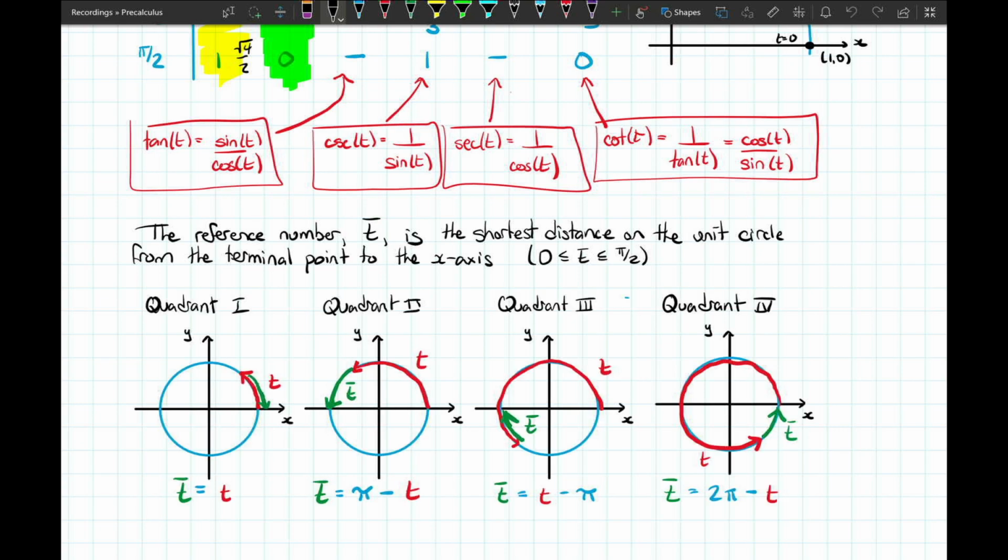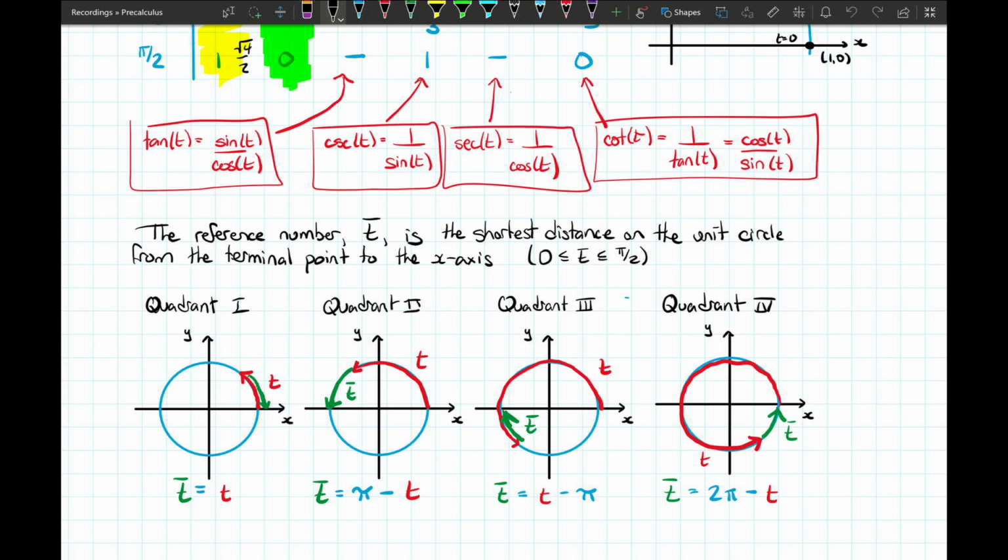In quadrant 1, the reference number is just equal to t. So whatever distance that we've currently traveled around is going to be exactly the same distance back to the x-axis. If we end up with a terminal point in quadrant 2, however, we haven't quite traveled far enough to reach the negative x-axis. So t bar is just going to be the remaining distance. Quadrant 3, we have now gone a little bit past the negative x-axis, and t bar is just going to be the distance backwards to the negative x-axis.